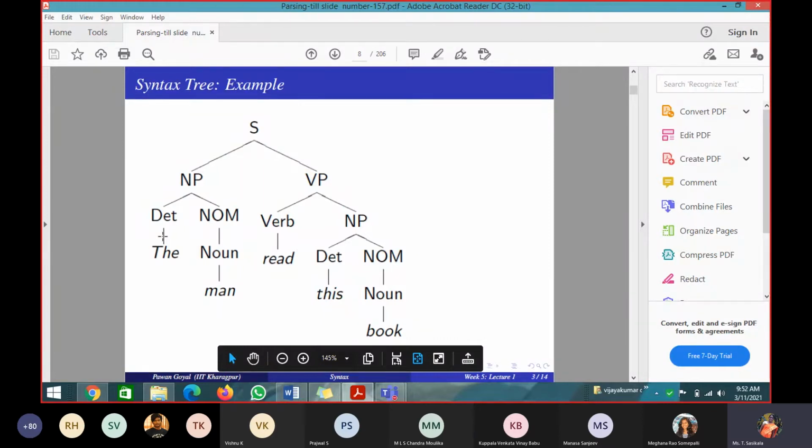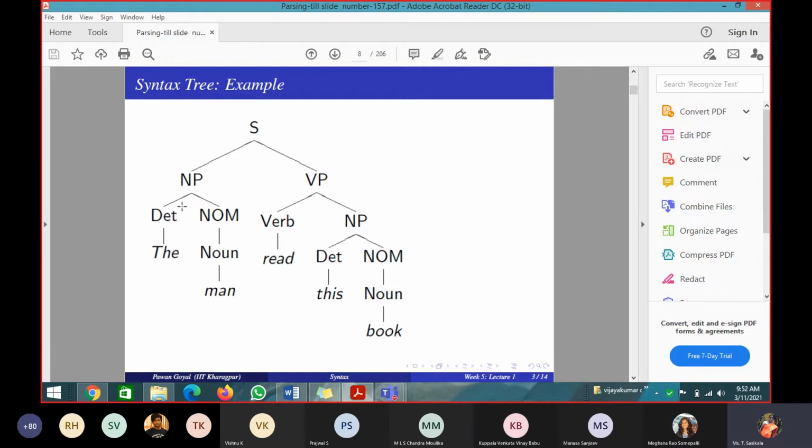Words given in the sentence. And the intermediate level will be the POS tagging for the words and the phrases. Okay, so this gives: the man is one unit, read this book is the other unit. So the sentence is divided into two units, one noun phrase and one verb phrase. Again, we will have sub levels.